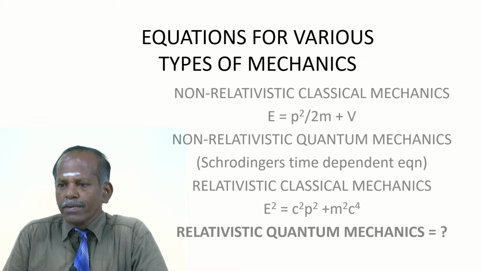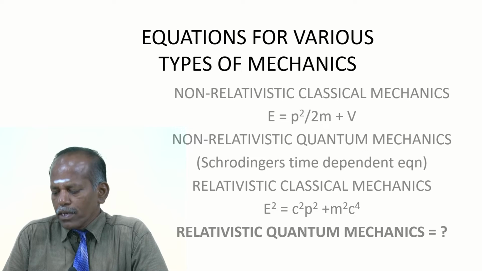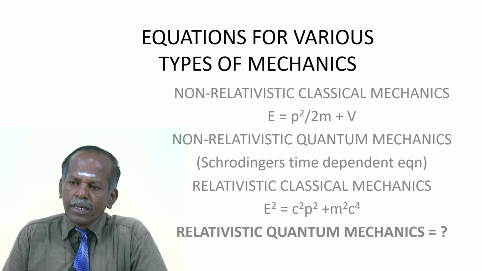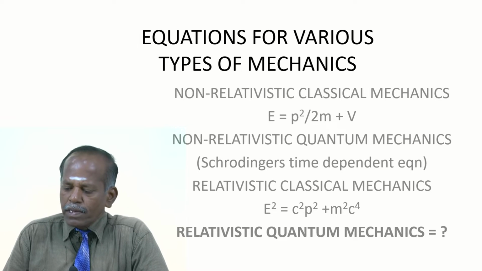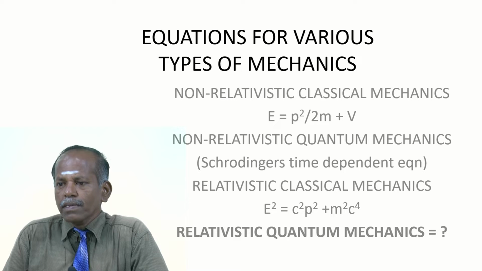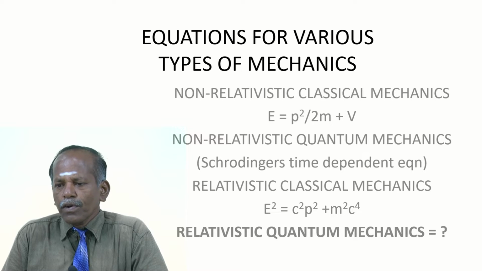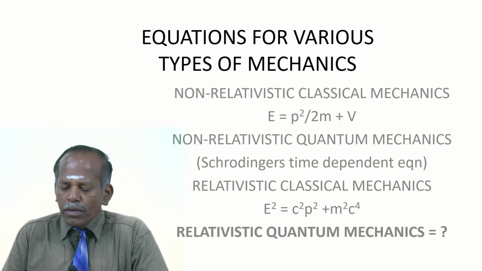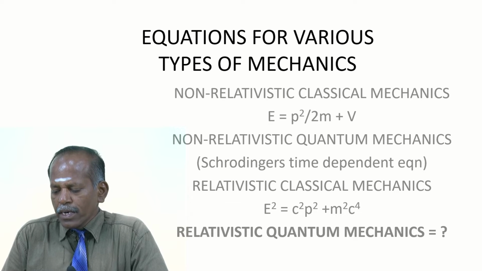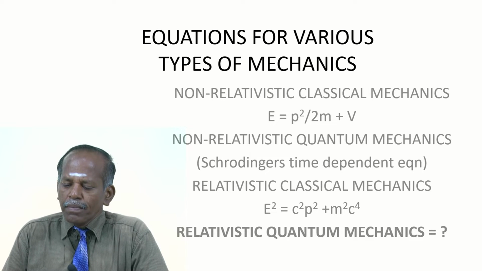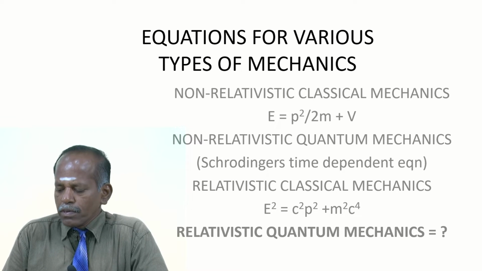The third one is relativistic classical mechanics, E square equal to c square p square plus m square c power 4, where E is energy, c is light velocity, p is momentum and m is mass. This equation is available in Einstein's theory of relativity, the special theory of relativity. The fourth one, the relativistic quantum mechanical equation, is unknown. It should be determined or predicted from the three existing equations.